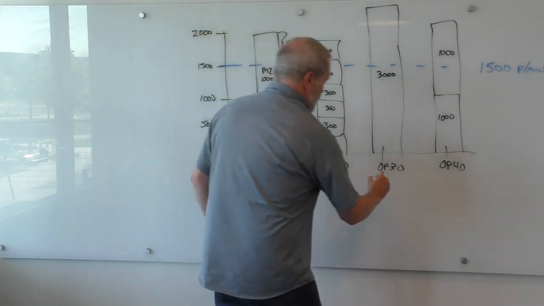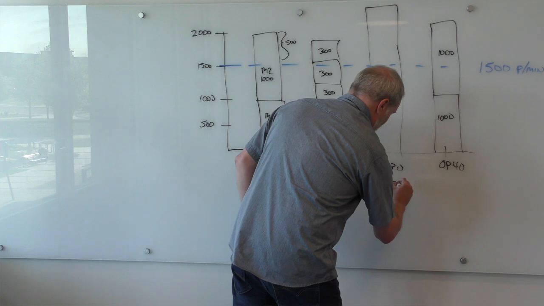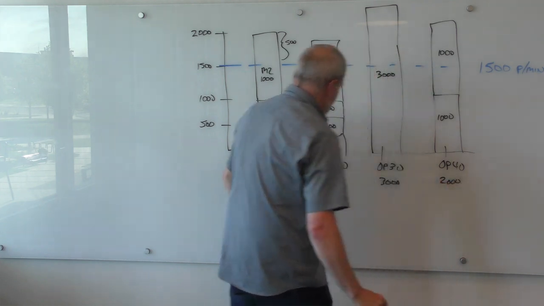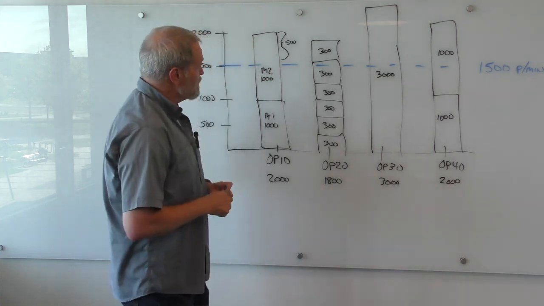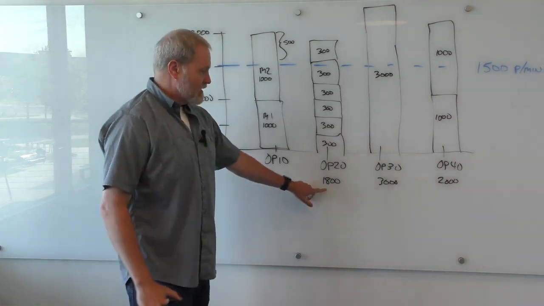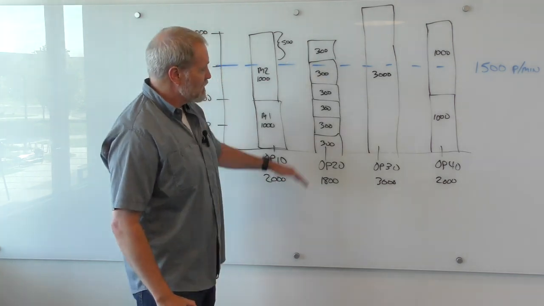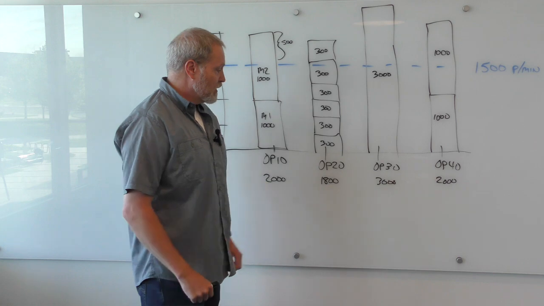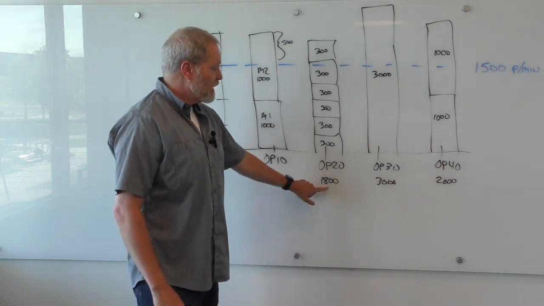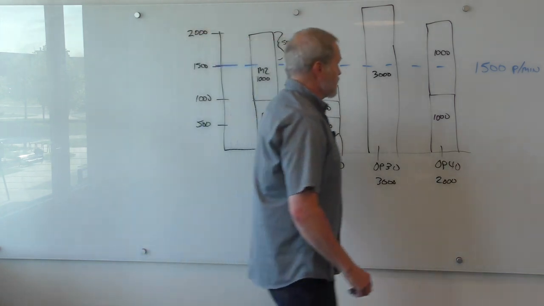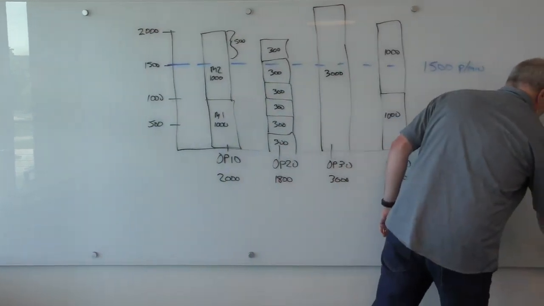And if we round out our sum of our capacity at each one of these, we can see that operation 20 is our designed-in bottleneck. It's our pacemaker. It's our slowest process. Even with all these machines, the maximum throughput for this line is going to be the 1,800 pieces per minute because of this bottleneck. So we can draw kind of a threshold.